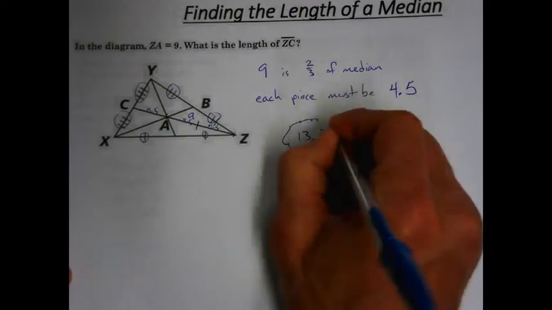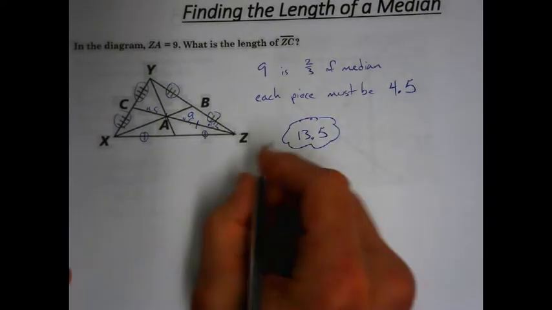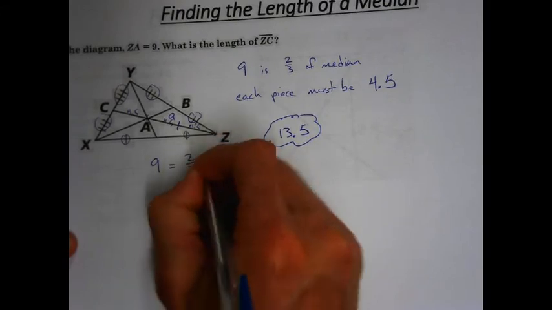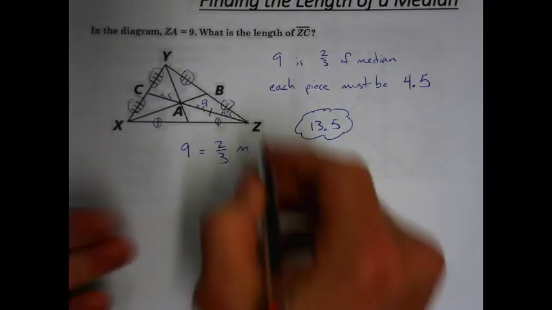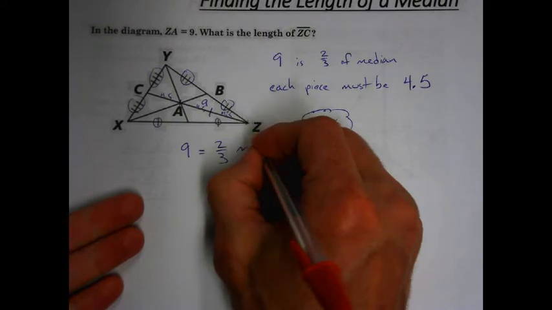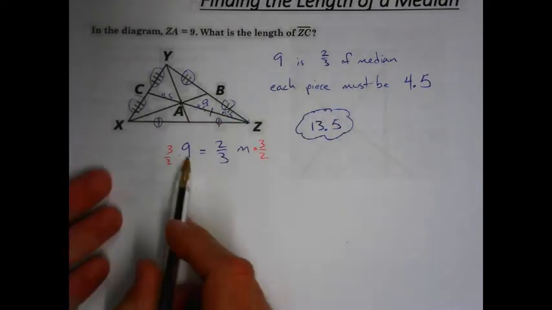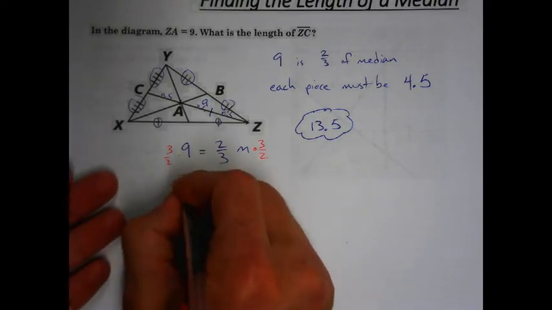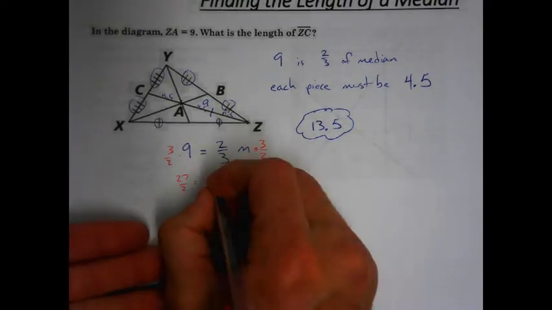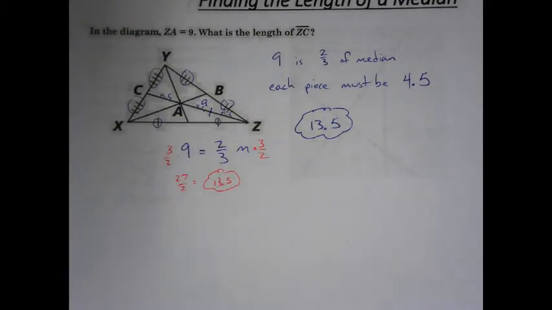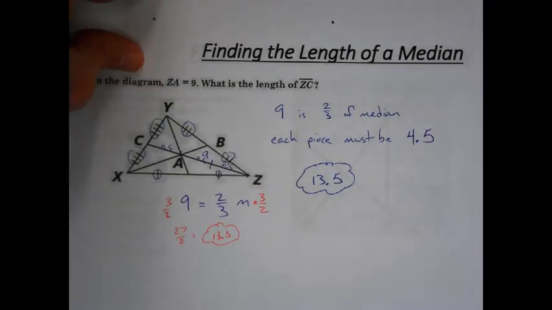You can think, or feel free: 9 equals 2/3 of the median. I'll never stop you from using algebra. So 3 times 9 is 27. 27 divided by 2, guess what? 13.5. Either way, you're going to get the same response. You want to use algebra? You can. If you want to think, which I prefer, it's going to make your life easier. Anyway, that's thirds. Whee! So much fun with medians.